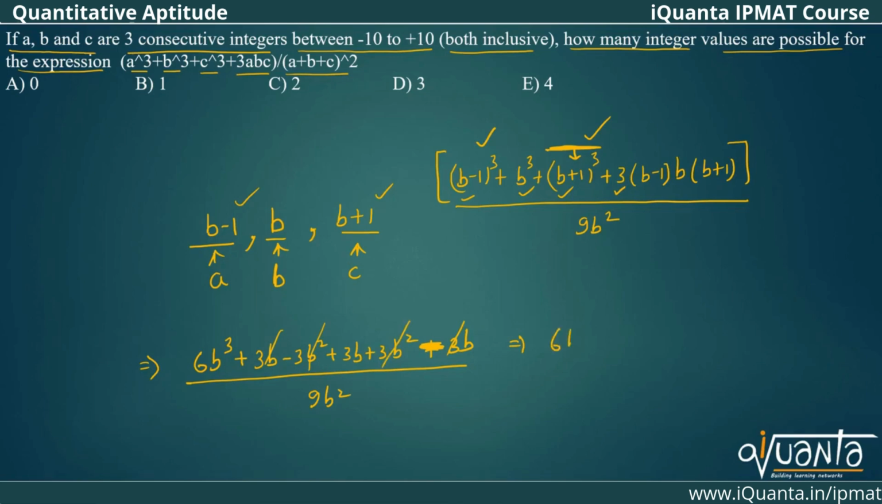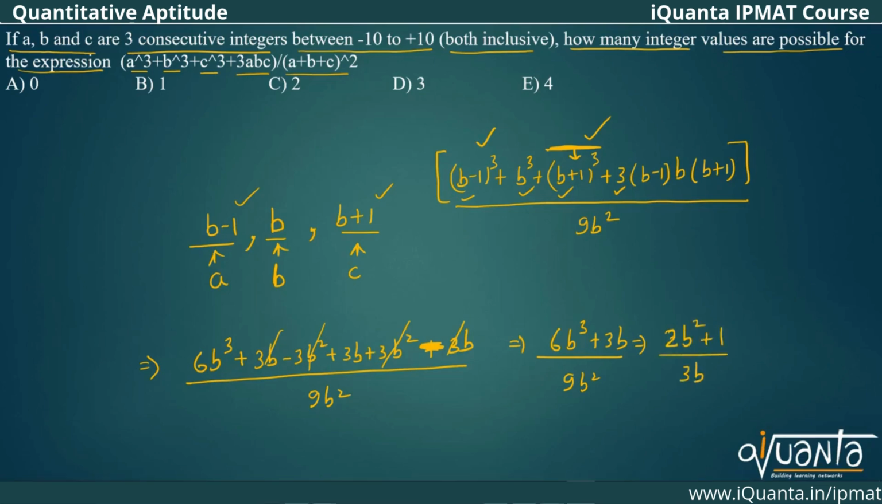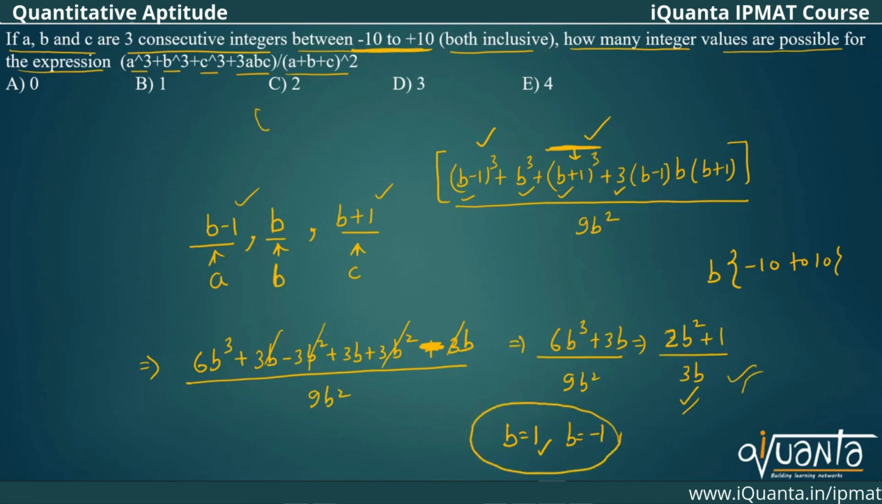We'll be left with 6b cube plus 3b upon 9b square. We can still cancel numerator and denominator by 3 and a b, so we'll be left with (2b square plus 1) upon 3b over here. So we have a final expression in b. We know that value of b will lie from -10 to 10. So now you have to put all values of b in this expression from -10 to 10. You will come to know that only b equal to 1 will give an integer value, as well as b equal to -1 will also give an integer value, because very clearly in the denominator we should have a multiple of 3. So in the numerator as well we should have a multiple of 3, and it becomes so only when b equal to 1 and -1. So there are only two integer values of this expression possible, and they will be possible when b equal to 1 and -1. So option C will be the correct answer.